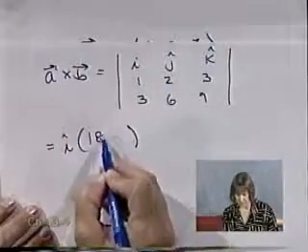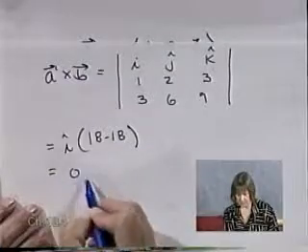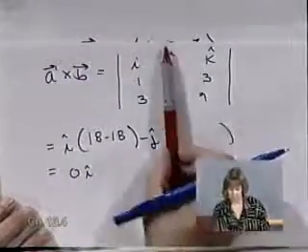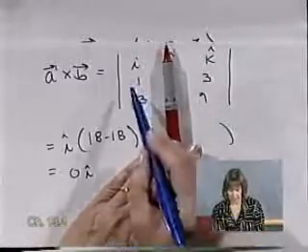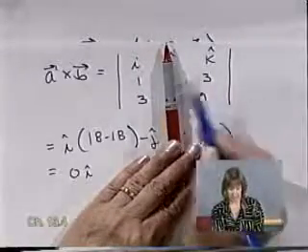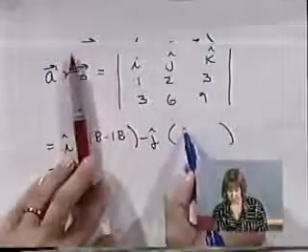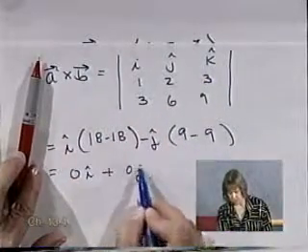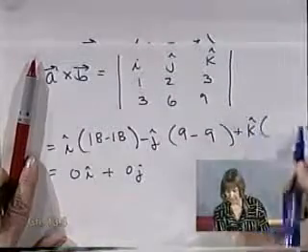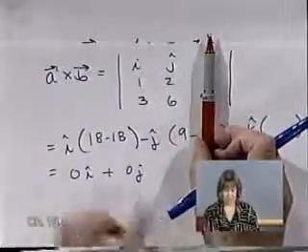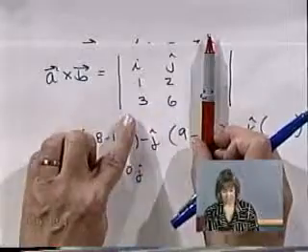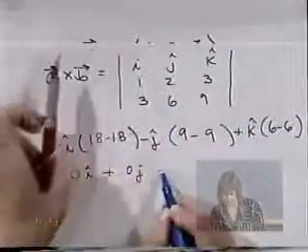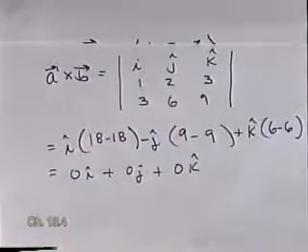Look at that. That gives me 0I minus J. We eliminate the row and column that J is in, and we're going to have 1 times 9, which is 9, minus 3 times 3, which is 9. 9 minus 9, which is minus 0J, which I could write as plus 0J. Plus K times, let's eliminate the row and column that K is in. 1 times 6 is 6, minus 2 times 3 is 6. 6 minus 6 gives us 0K.